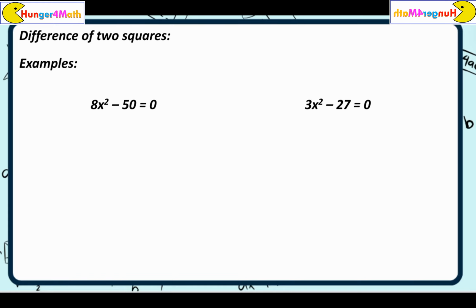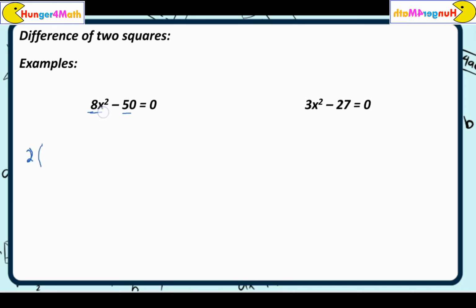Here we have another set of examples for quadratic equations in terms of difference of two squares. The example is 8x squared minus 50, and both terms are not perfect squares. So let's try to factor it out. The common factor of 8 and 50 is 2. Since 50 doesn't have x, we cannot factor out x. So the common factor is only 2.